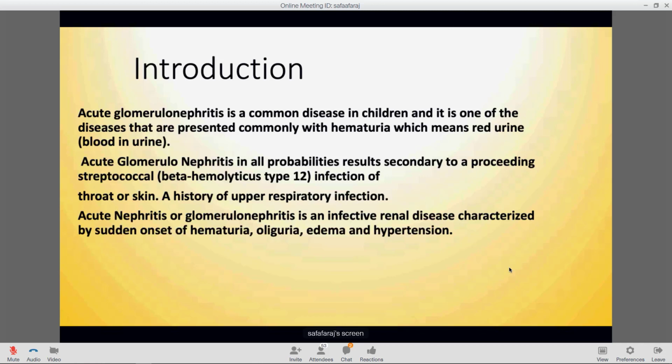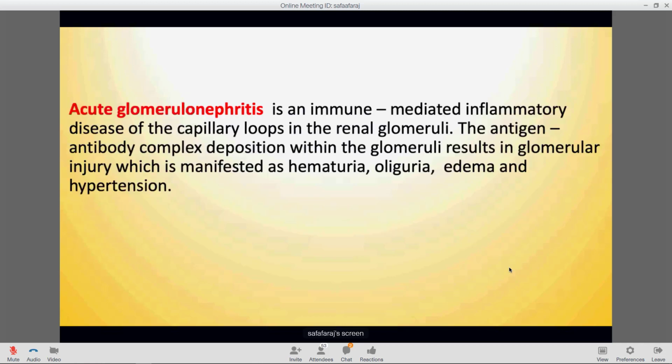Acute glomerulonephritis or nephritis is an infective renal disease characterized by sudden onset of hematuria, oliguria, edema, and hypertension. It is an immune-mediated inflammatory disease of the capillary loop in the renal glomeruli. The antigen-antibody complex deposition within the glomeruli results in glomerular injury, which is stated as hematuria, oliguria, edema, and hypertension. This is the definition of glomerulonephritis.